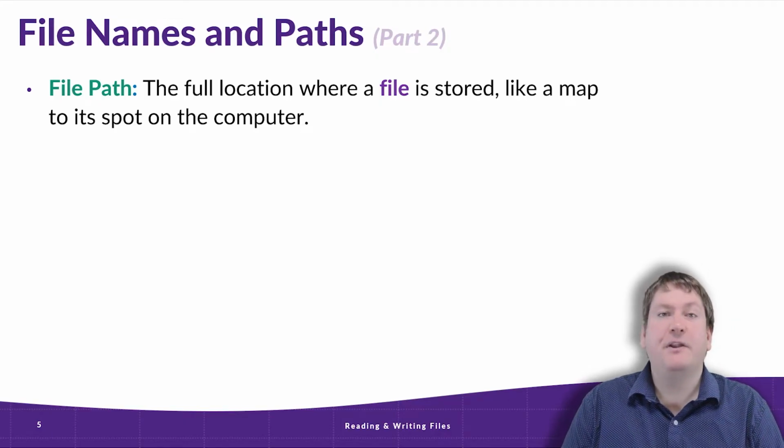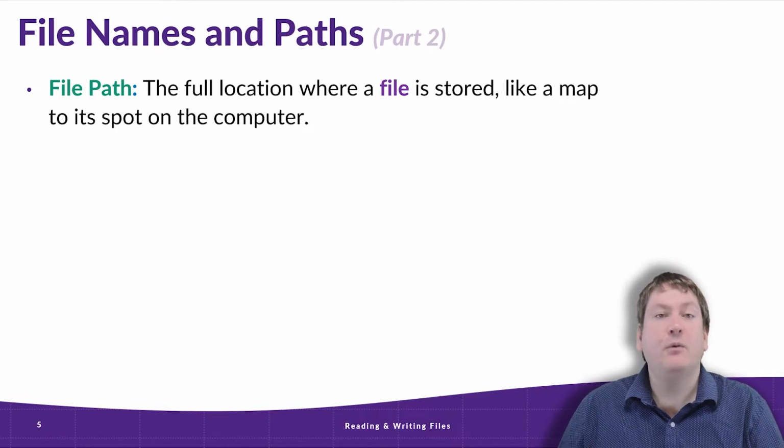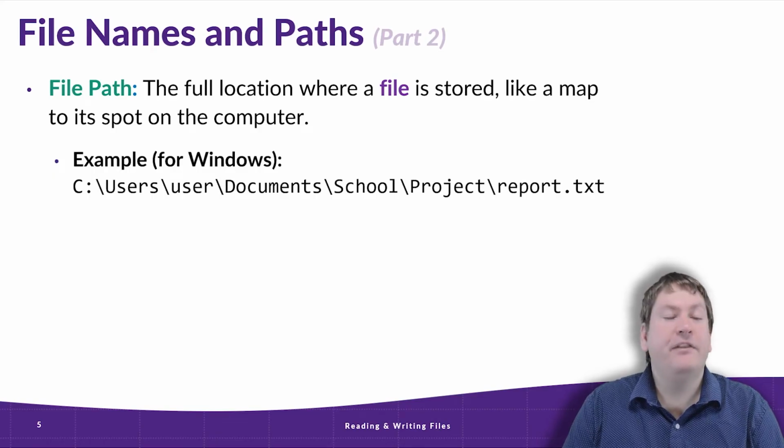We said that files have a unique name, but only within a specific folder or directory. The file path tells us exactly what directory they're in, and when we combine that with the file name, we get a true unique reference to that file. Here's an example for the full path to a file named report.txt, and this is for a Windows operating system.